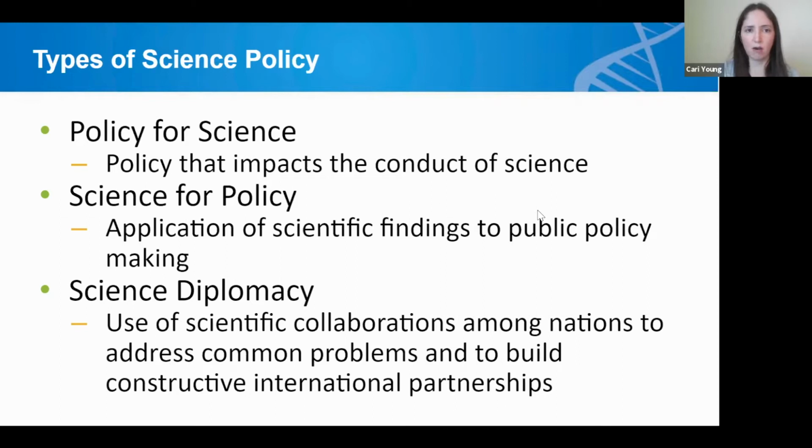So to start off, some of the flavors of science policy are, one, policy for science. So that's policy that impacts the conduct of science. So examples of this would be the NIH policy to balance sex in cell and animal studies. Sex as a biological variable should be factored into research designs, analyses, and reporting in vertebrate, animal, and human studies.